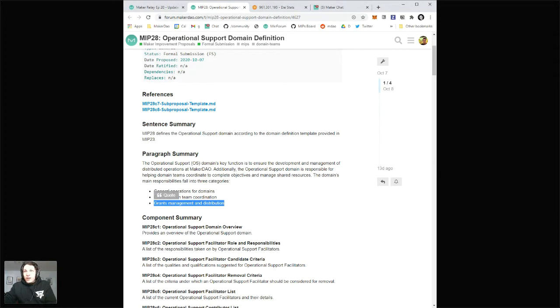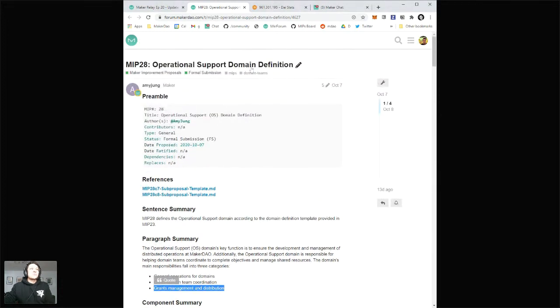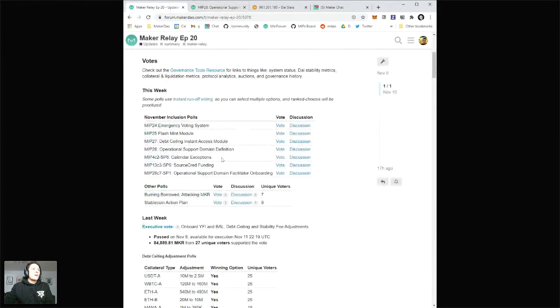control over it. Frank is asking, is that the same as the Amy Jung poll? Yeah, so this is the actual domain team being proposed, while down here there's a sub-proposal to this, MIP28, and it's to onboard the domain facilitator for this domain team.